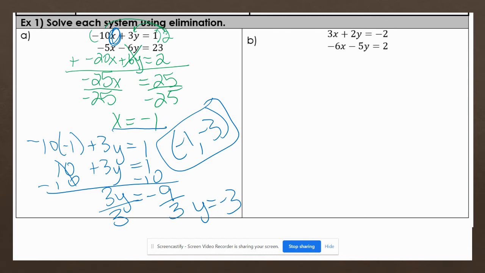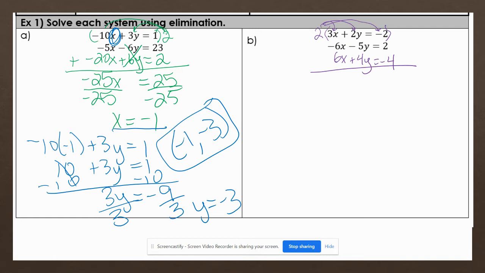For letter B, again, I'm looking. 3 plus negative 6 is not 0. 2 plus negative 5 is not 0. I can pick either x or y. It really doesn't matter. I'm going to go ahead and pick x this time. I want this to be a 6, so I'd have to multiply by 2. 2 times 3x is 6x. 2 times 2y is 4y. And 2 times negative 2 is negative 4. I'm not changing the second equation there.